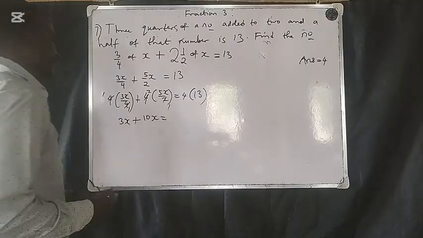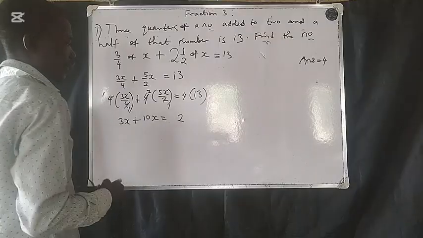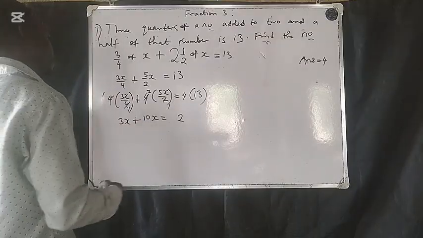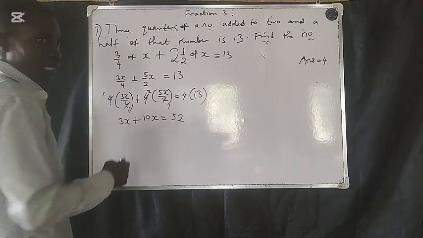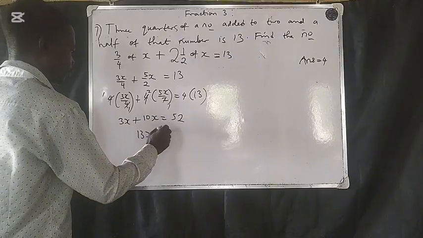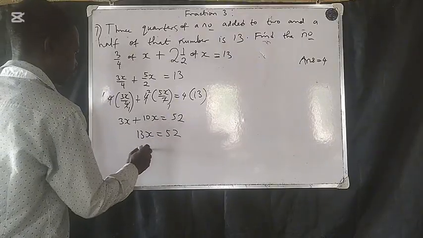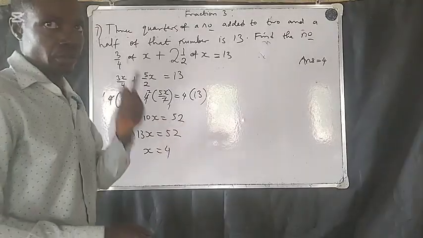4 times 13. 4 times 3 is 12. Write 2, carry 1. 4 times 1 is 4, plus 1 is 5. So 3x plus 10x will give us 13x equals 52. If you divide both sides by 13, you're going to have 4. So our answer is 4, as you can see on the board.